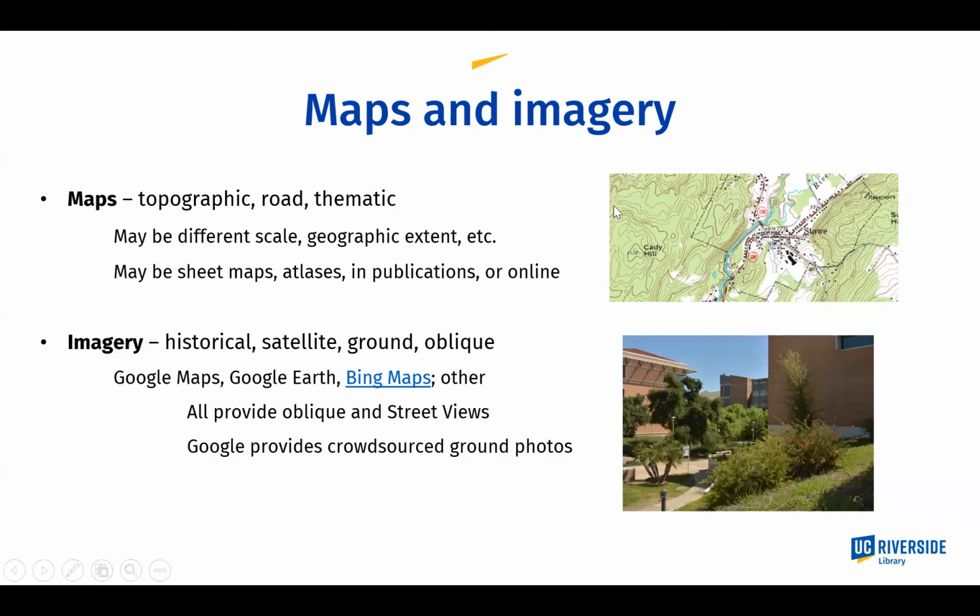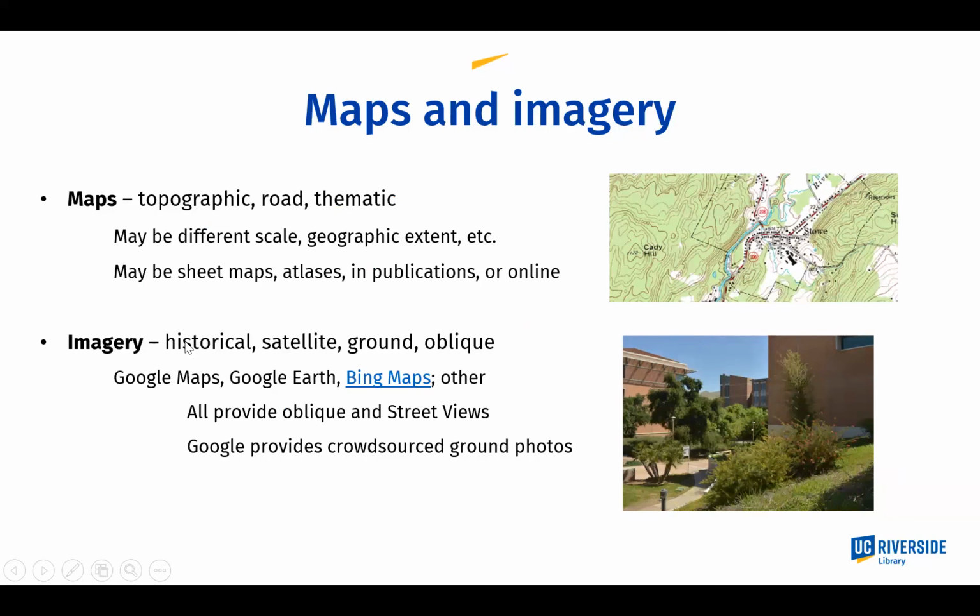These maps could be different scales, not necessarily the scale you're mapping at. Could be different geographic extents. But whatever might help you, you want to take some time at the start of your project to look around and see what you can come up with. And again, they may be sheet maps like individual maps, or they could be bound in an atlas. They could be in publications, like somebody did a report and they have some maps in the report that might help you, or information that's available online.